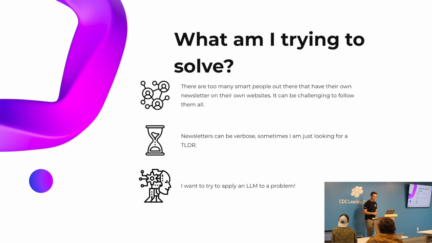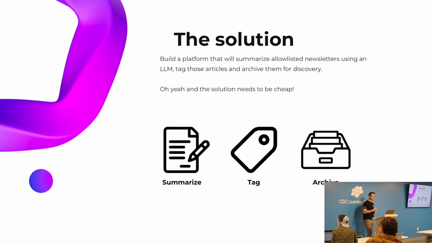How does that work? And then finally, with all the LLM craze and AI craze, I really wanted to see where I could apply a large language model to my problem. So my solution was to try to build a platform that'll summarize allow-listed newsletters using the Claude 3 LLM, tag those articles, and archive them for discovery. The solution also needs to be cheap because I don't have a bankroll like I do at work, so it's a little bit different when money's coming out of my own pocket.